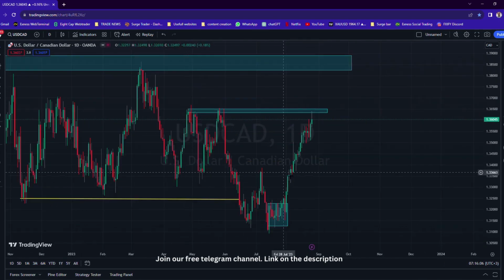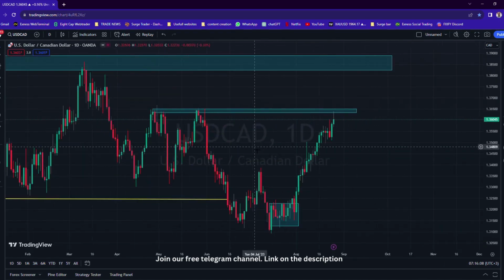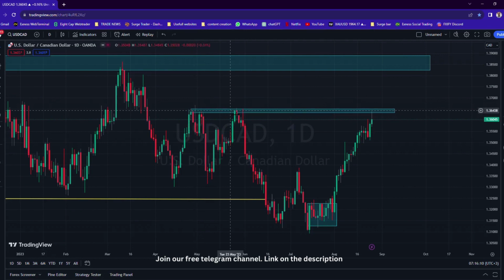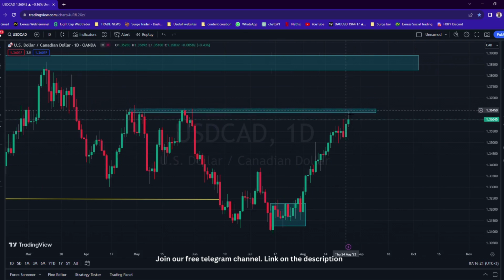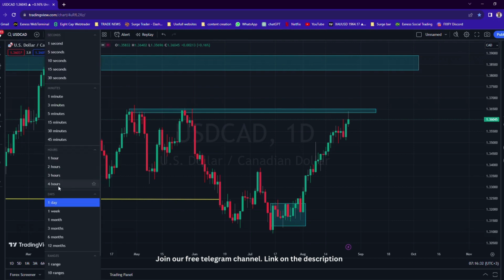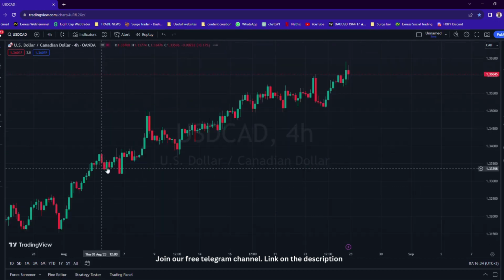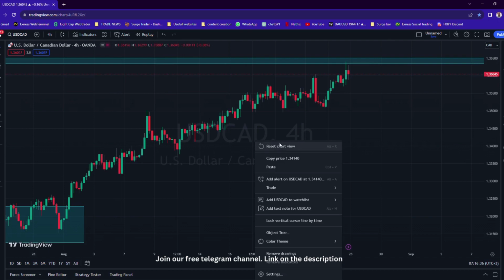So we are looking at this structure right here, and we are seeing huge resistance right here at the 1.365 area, and we're seeing how the market is already reacting to that resistance. So what are we expecting from this point? We are expecting a move or a retracement back to the downward side. If we jump into the 4-hour time frame, we can see this more clearly.